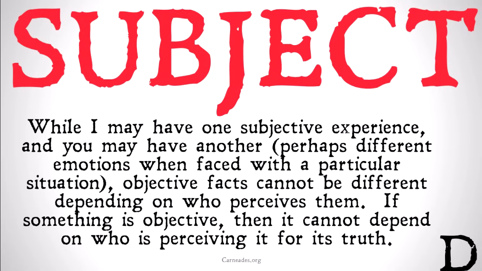While I may have one subjective experience and you may have another, perhaps we have different emotions when faced with a particular situation. Objective facts, on the other hand, can't be different depending on who perceives them. The objective facts are facts about the object. The subjective facts are facts about our experience or a subject's experience of that object. If something is objective, then it cannot depend on who is perceiving it for its truth.